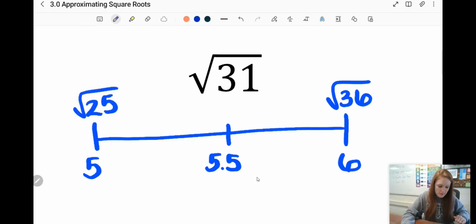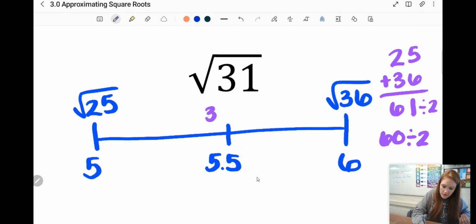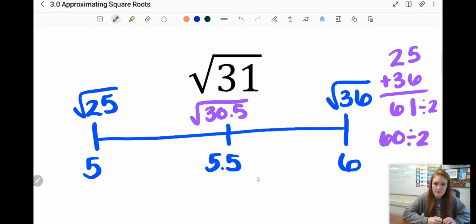To do that, I do 25 plus 36, and I get 61. Instead of doing 61 divided by 2, maybe a little bit easier is 60 divided by 2. One less. 60 divided by 2 is 30. To go one higher, I do 30.5. Throw my square root on there.